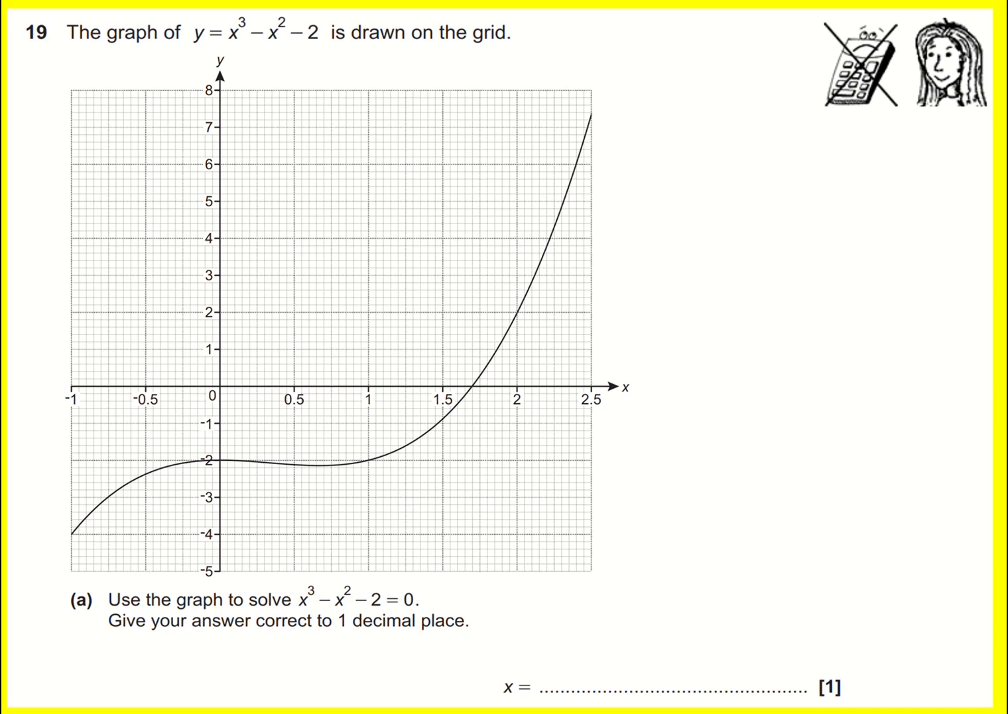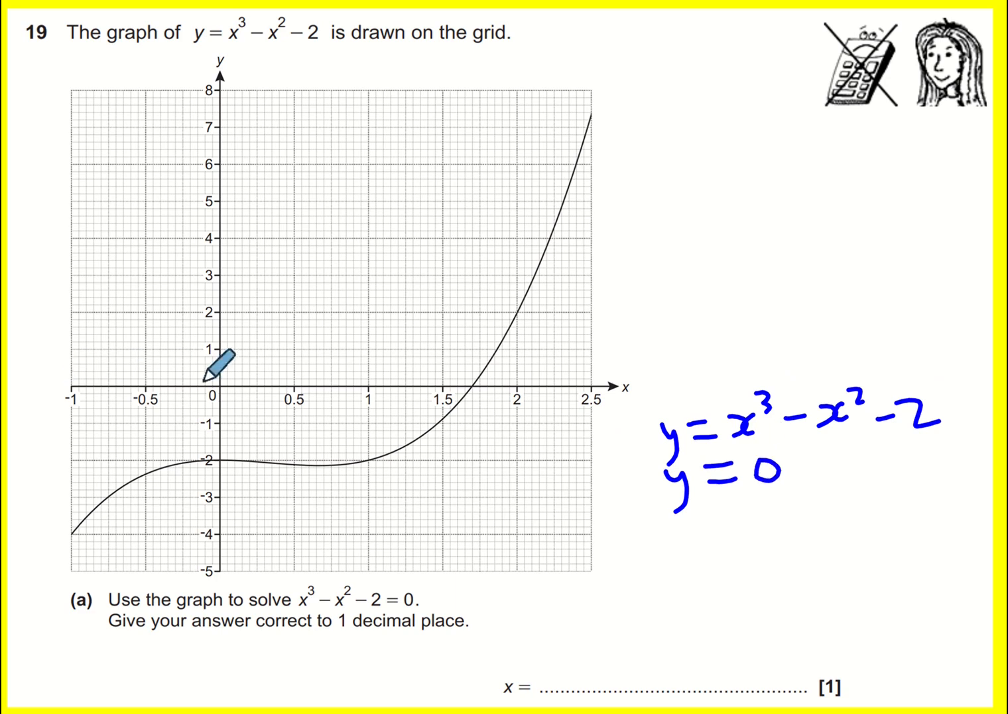Solving equations using graphs. Let's do this. So we've got this graph, y equals x cubed minus x squared minus 2, already drawn, and we're being asked to use the graph to solve this thing equals 0. Well, actually, what this is the solution to is if you had y equals x cubed minus x squared minus 2, and you were looking at where it intersected y equals 0.